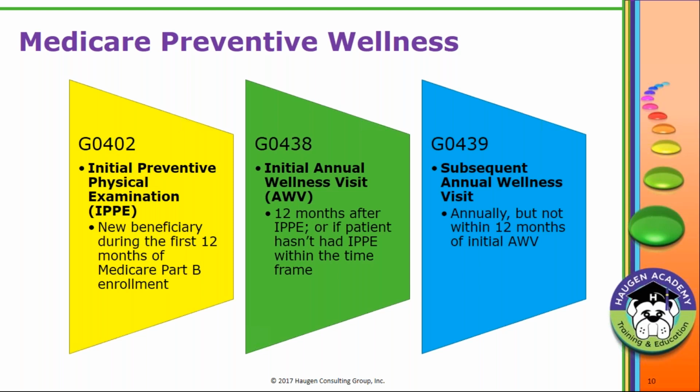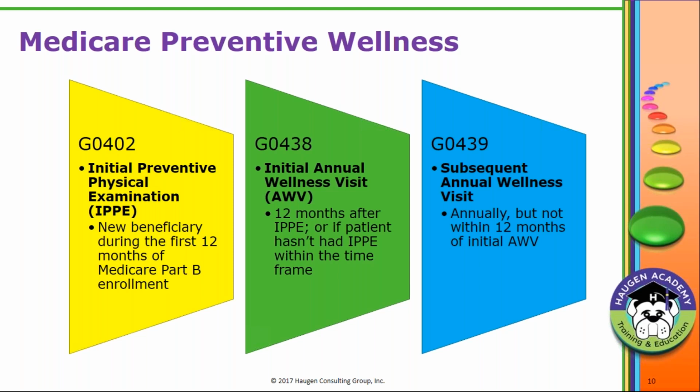And then the G0439 for subsequent annual wellness, that one you can report annually, but not within 12 months of an initial annual wellness visit. So those can get a little tricky on the guidance there for when you can bill what. So it's important to understand those definitions if you are billing these services. And it is a common question we get a lot.